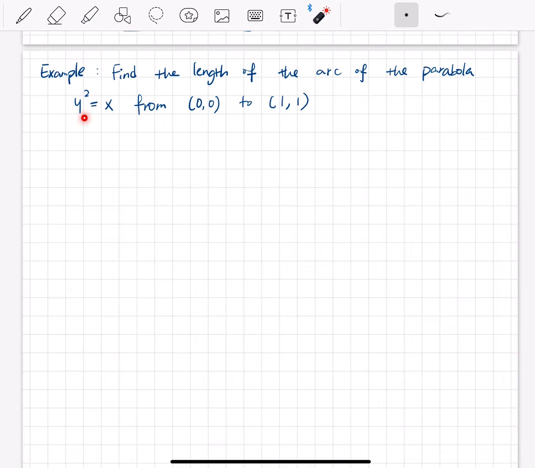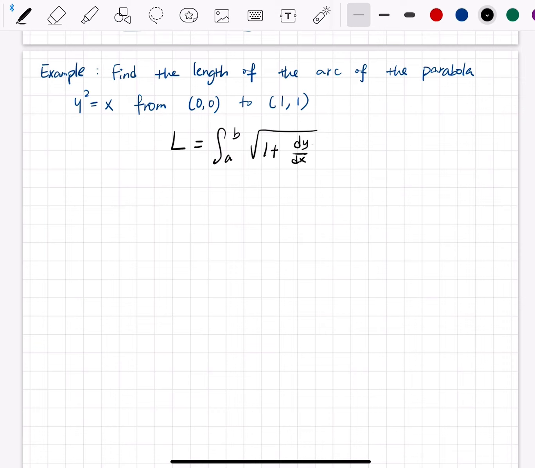So for this one, because of the function y squared equal to x, it's really hard to write y in terms of x, like square root of x, and we do not want to do that. So what we can do is modify our arc length formula from the integral from a to b of square root of 1 plus dy dx squared dx.